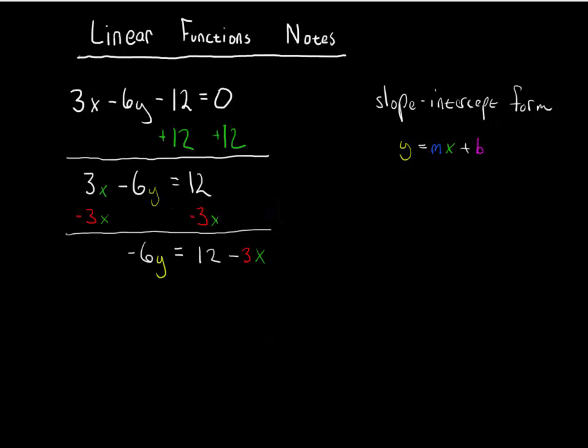The next step is to divide each term in the equation by negative 6. The negative 6 divided by negative 6 on the left cancels, leaving only y. 12 divided by negative 6 is negative 2. And negative 3 divided by negative 6 is positive 1/2. And the x comes along for the ride. We're not in slope-intercept form yet, but we're close.